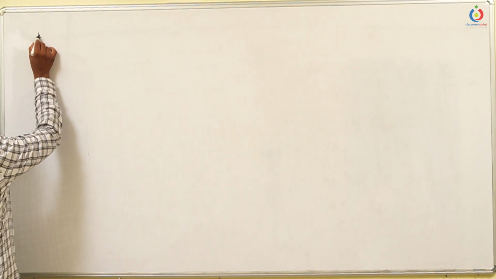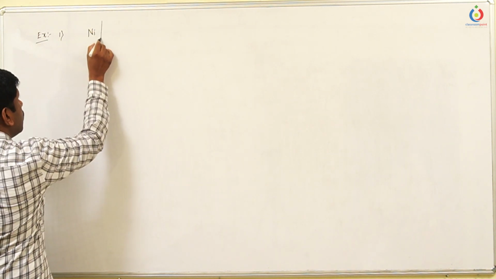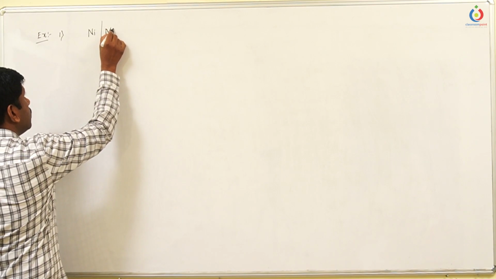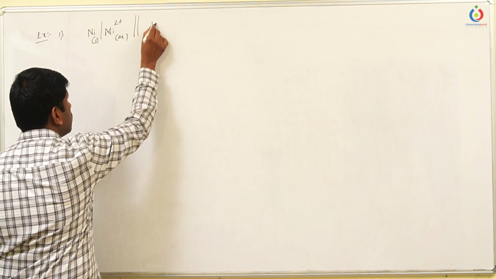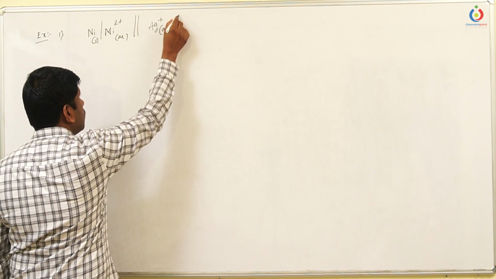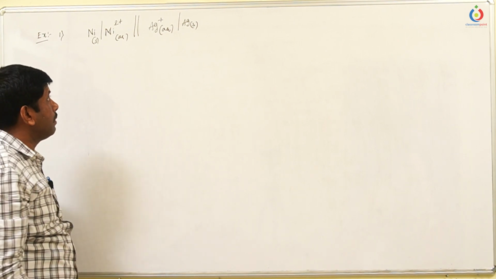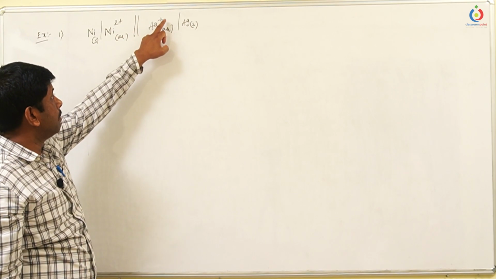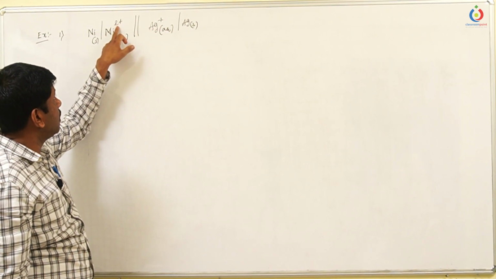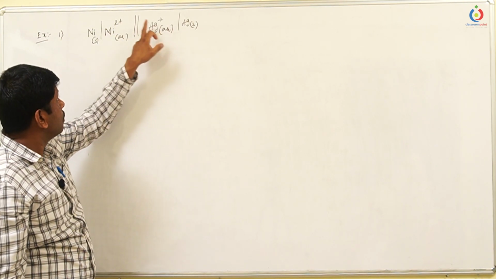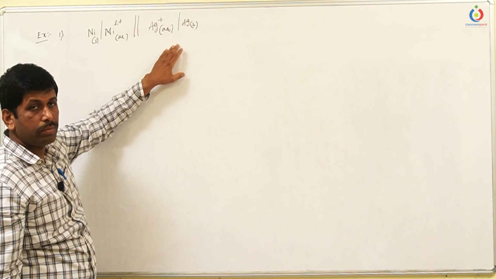So let us take another example. Ni by Ni2+ (solid, aqueous), double vertical line, Ag+ by Ag metal. If you want to apply the Nernst equation to this type of equation, you must see that these two charges must be the same. If charges are not the same, then what is to be done? Use this number to multiply this value, so that this entire half part has to be multiplied with 2. So it becomes 2Ag+.